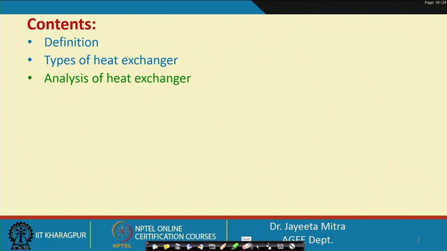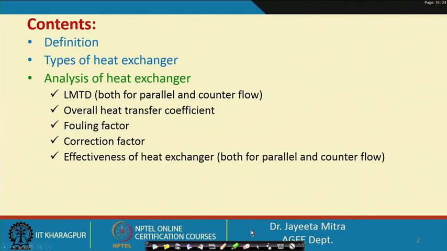So, in the last class we discussed a few things, the definition and types of heat exchanger, and today we will start the analysis of heat exchanger.